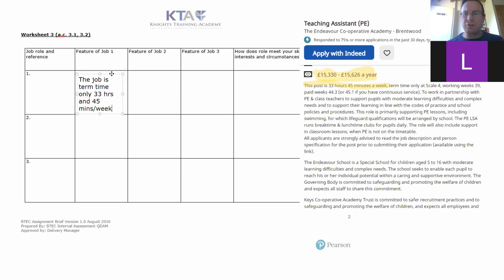So that's my feature of job number 1. So let's see what else they need. It's difficult because we haven't got the job description here, but we could. So essentially, the other things we put in are things like the qualifications they need, the skills that they need, things that we're taking from this job advert.